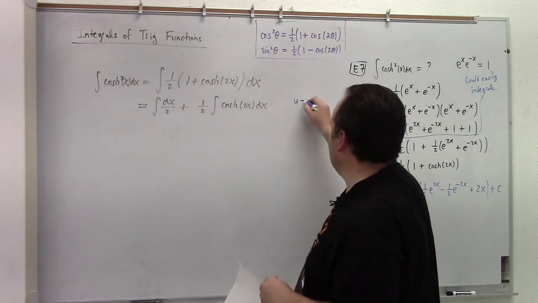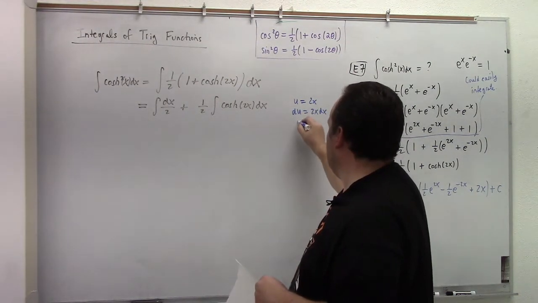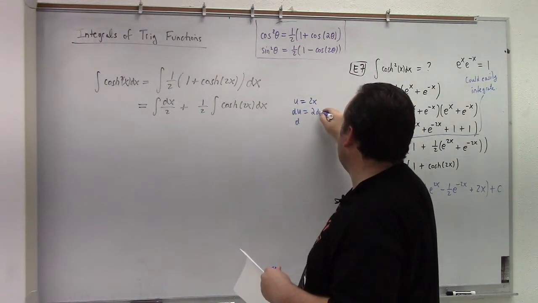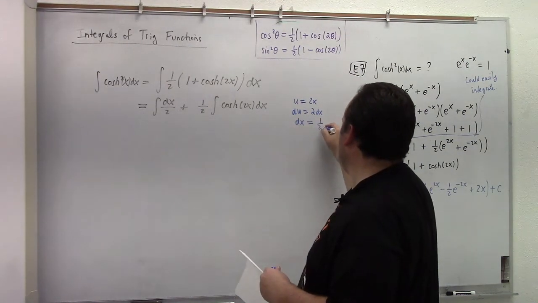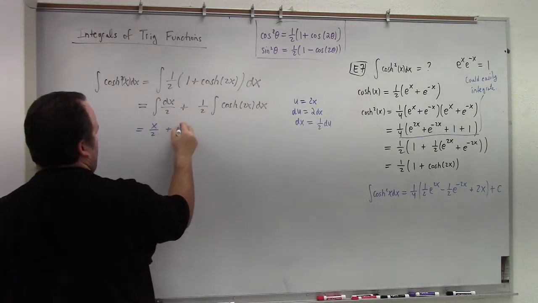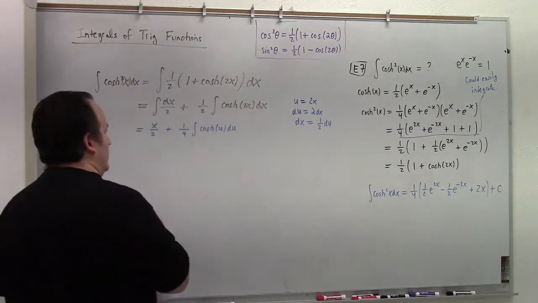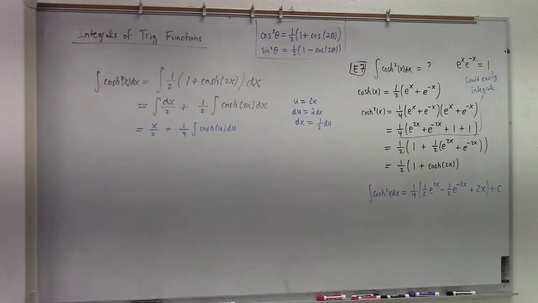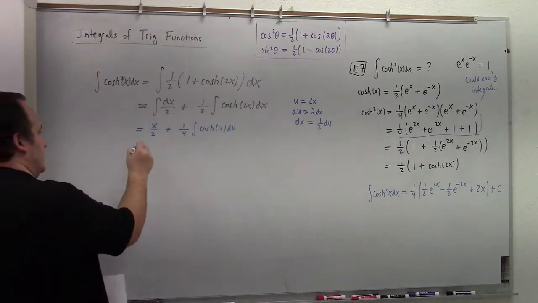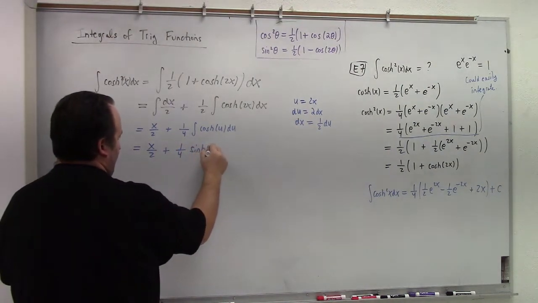So I let u equal 2x, and du is 2 dx. So where's the x coming from? It's just 2 dx. So dx is 1/2 du. So I've got x over 2 plus 1/4 integral of cosh of u du. 1/4 because the dx gives me du over 2, I pulled the 2 out front. And then the integral of cosh is sinh. So this is x over 2 plus 1/4 sinh of u plus a constant.